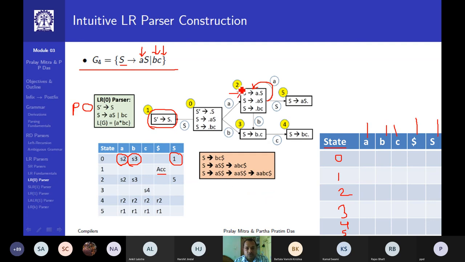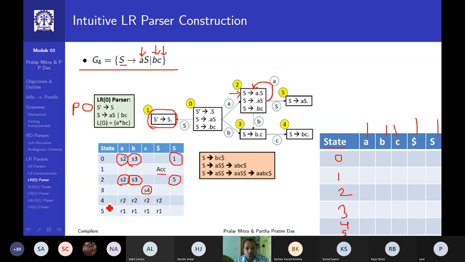Standing at state 2, you see how many outgoing edges are there. 3 outgoing edges are there. When I see A, then it is shift to 2. So when I see A, it is shift S2. When I see B, shift to S3. When I see S, then it is go to 5. This is my go to 5. Similarly for 3, when I see C, then I will shift to S4.